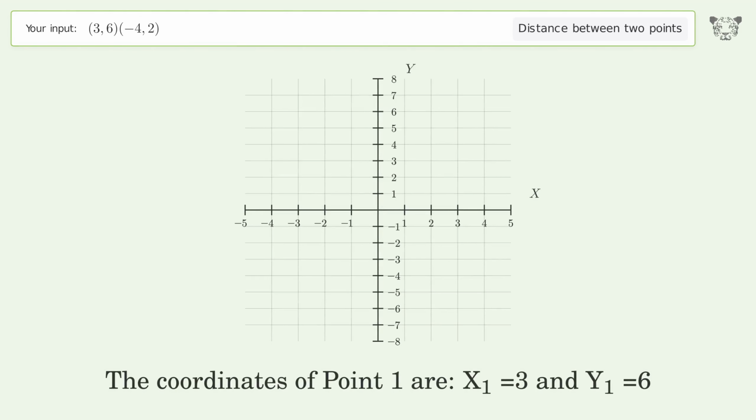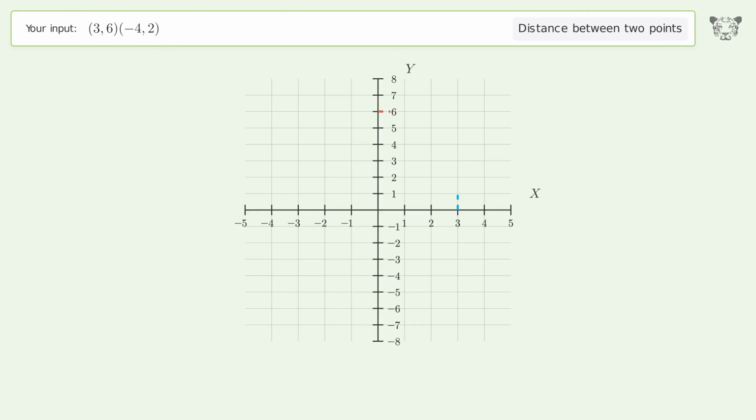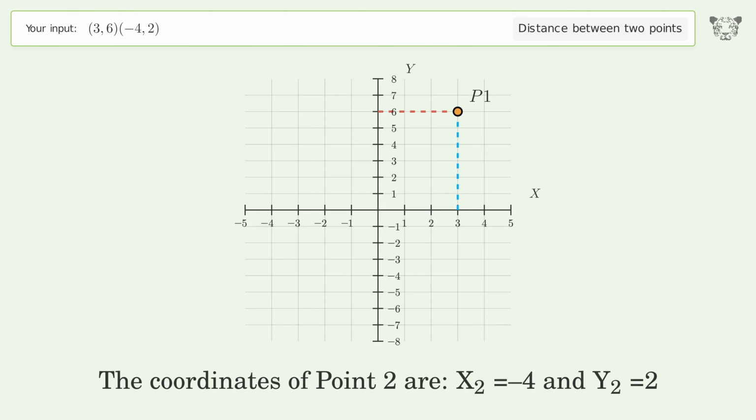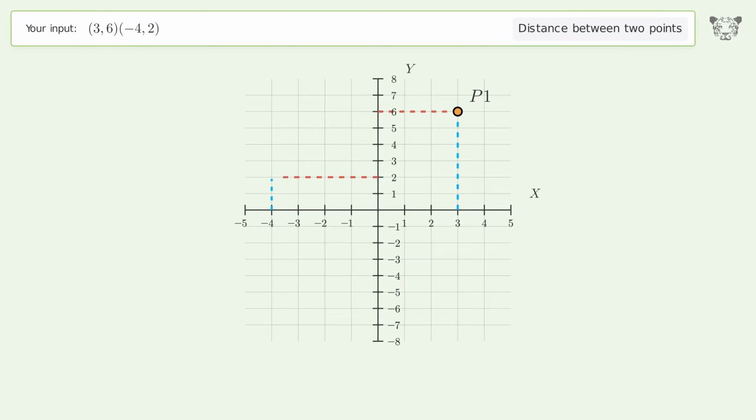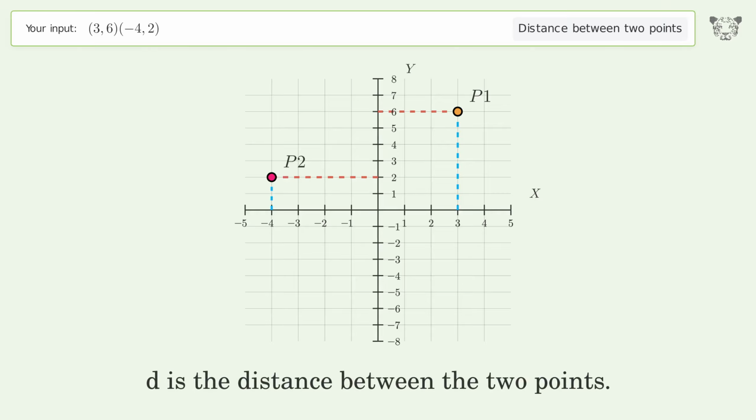The coordinates of point 1 are x1 equals 3 and y1 equals 6. The coordinates of point 2 are x2 equals -4 and y2 equals 2. D is the distance between the 2 points.